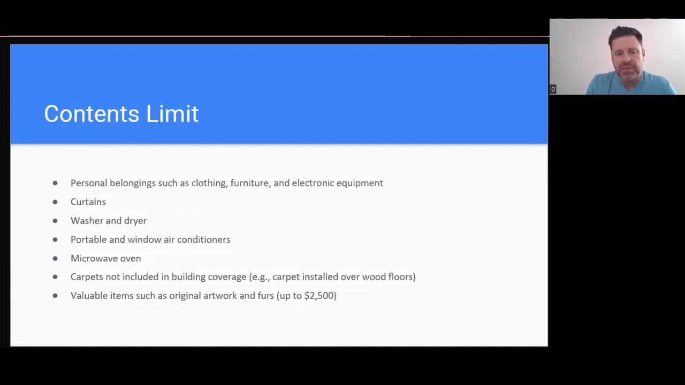Contents would be your personal belongings not attached to the property, such as furniture, electronic equipment, personal stuff that you own, a washer or dryer, a portable air conditioner, microwave ovens, and carpets that are not attached to the dwelling. And valuable items, this is important to know. Valuable items have a standard limit of $2,500. And that's for all of your personal property.